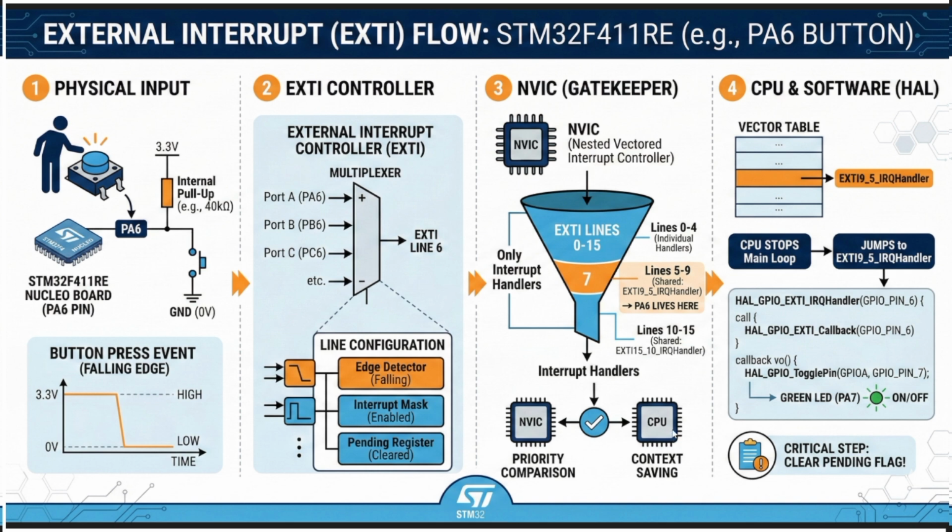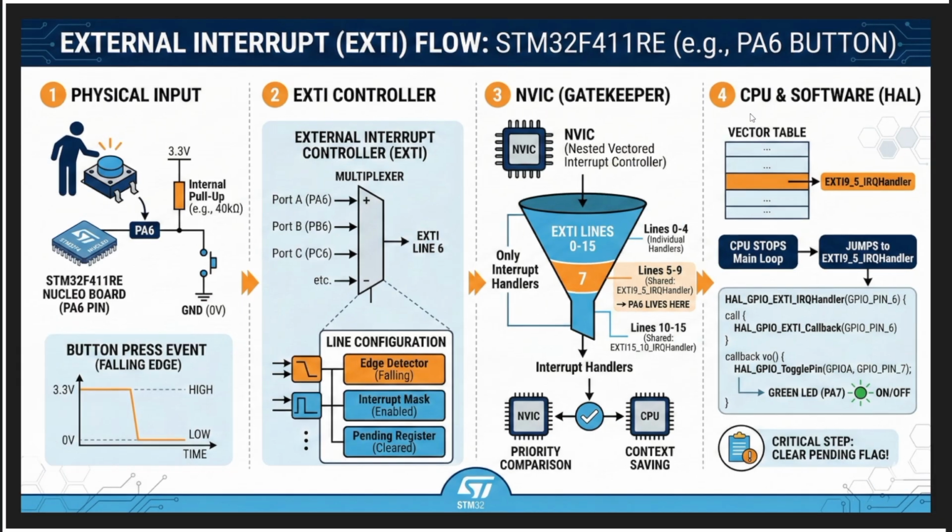And then here we also have the context saving. So our processor, Cortex M4, is going to push onto the stack the registers R0 to R3, R12, the link register, the program counter, and the status register as well. So this is an automatic hardware stacking. We don't need to write any code for this.